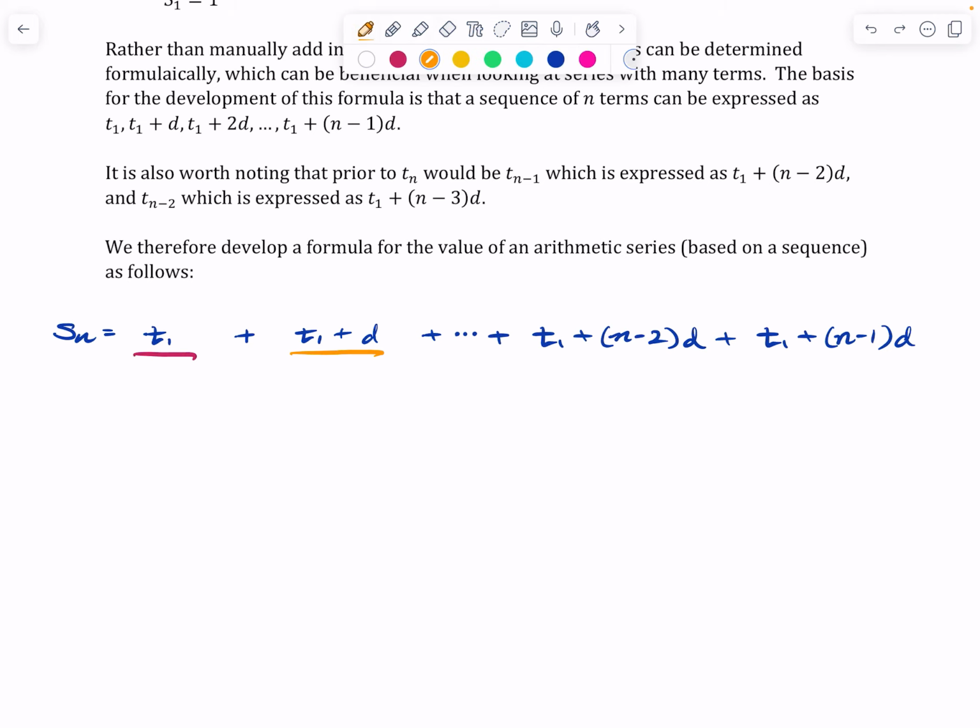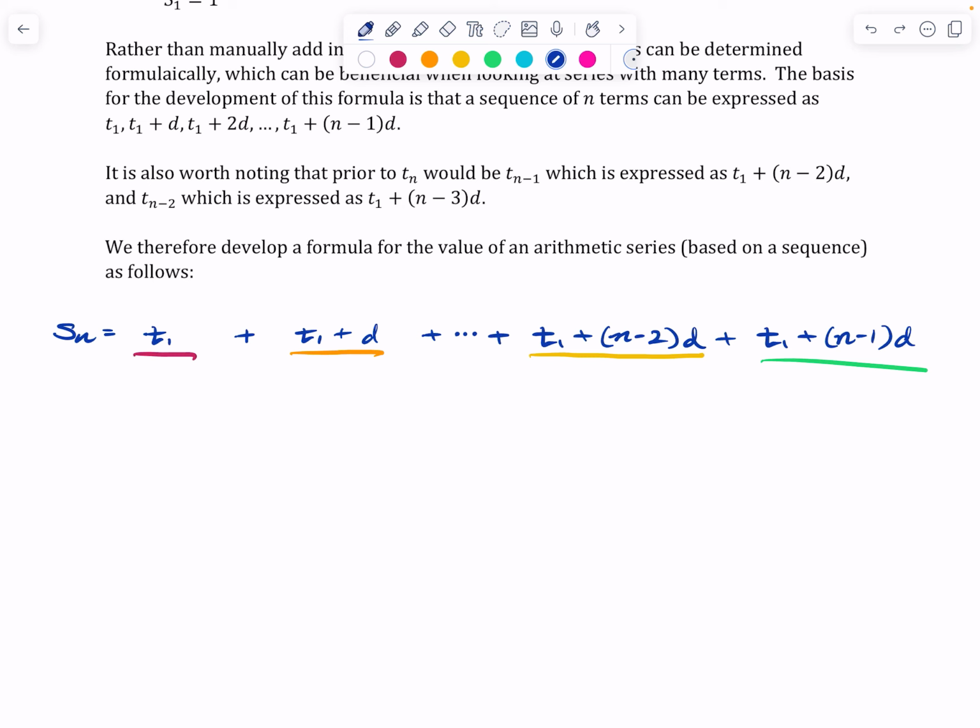The last one is term n. It has that form T1 plus n minus 1 times d. So that's the nth term. And then right before that, we have term n minus 1, so the term immediately before that. So this essentially says take all the terms from the very first one to the nth one and add them all together.